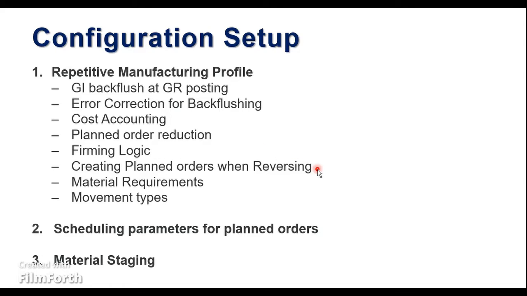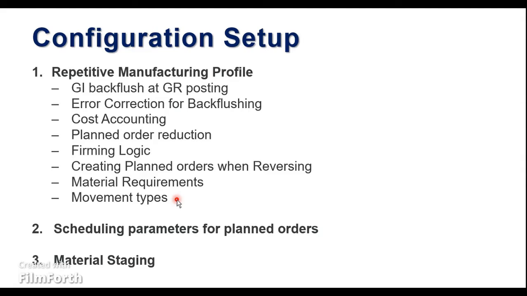And then the creation of a new plant order in case of reversing a particular transaction or the confirmation that has been posted. And then the material requirements. So how should the dependent requirements or the components under this particular product be managed through MRP? And then we have the configuration related to the movement types.